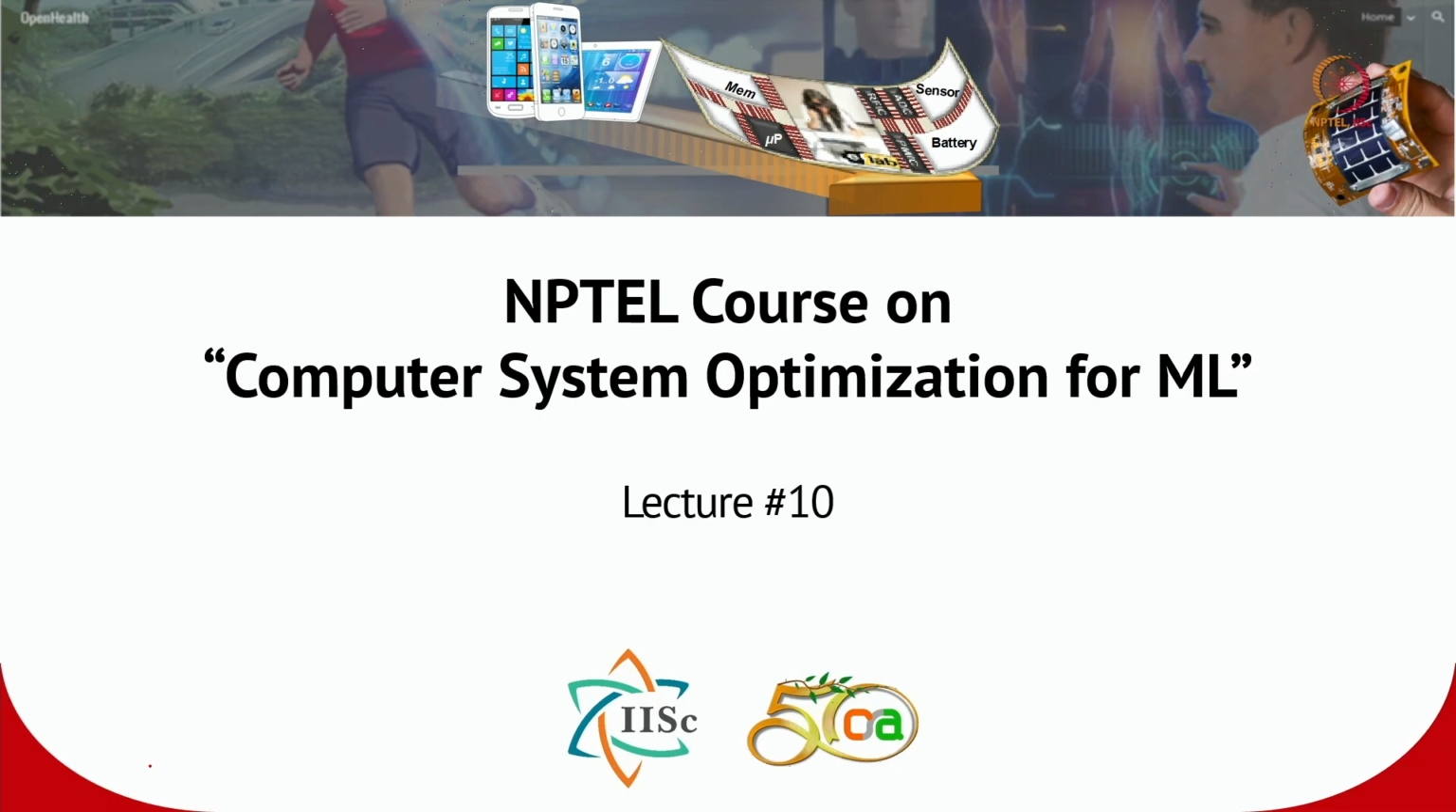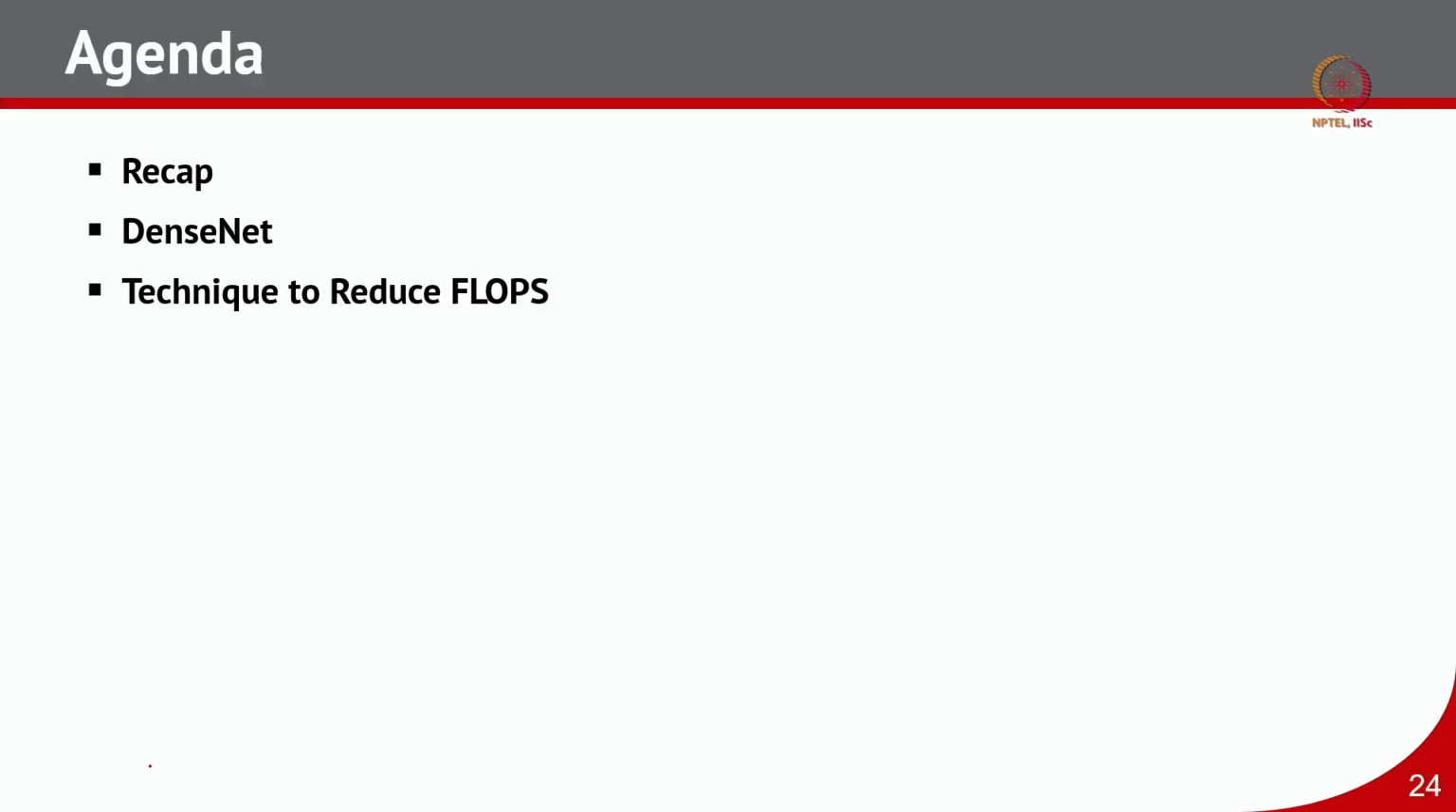Welcome to the 10th lecture of the NPTEL course on computer system optimization for machine learning. Today we will give you a brief recap of the course and then we will discuss DenseNet. Believe me, that's the last neural network we will be discussing. I know you probably are bored so far. Then we will discuss a more interesting topic, which is techniques to reduce the floating point operations.